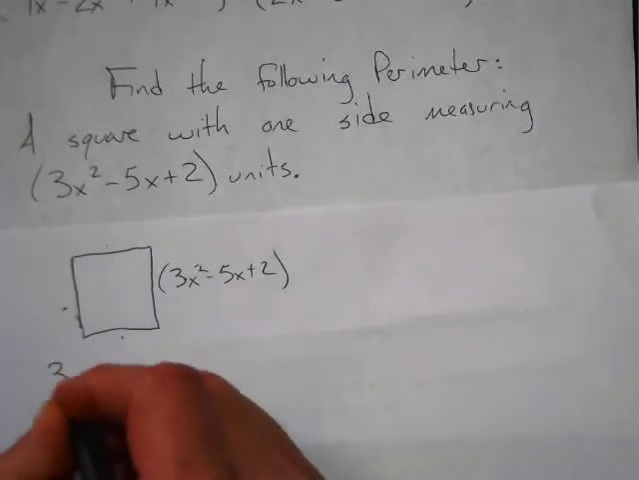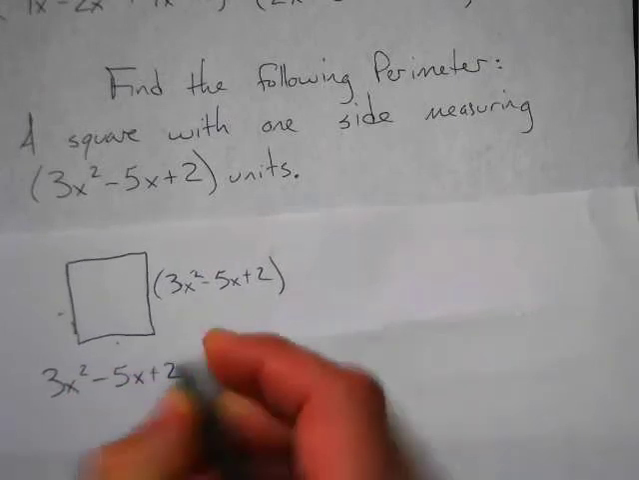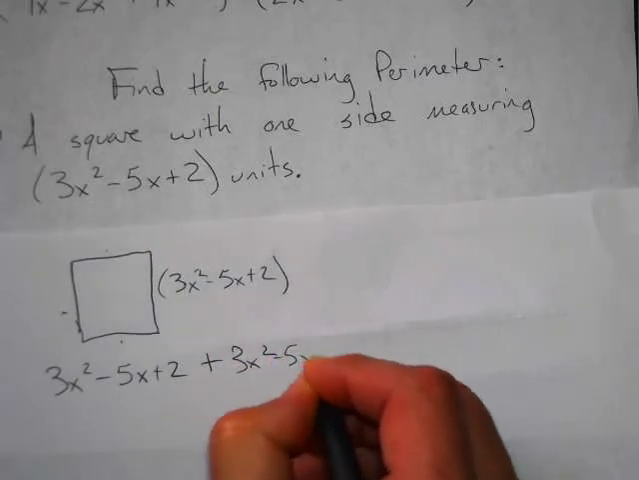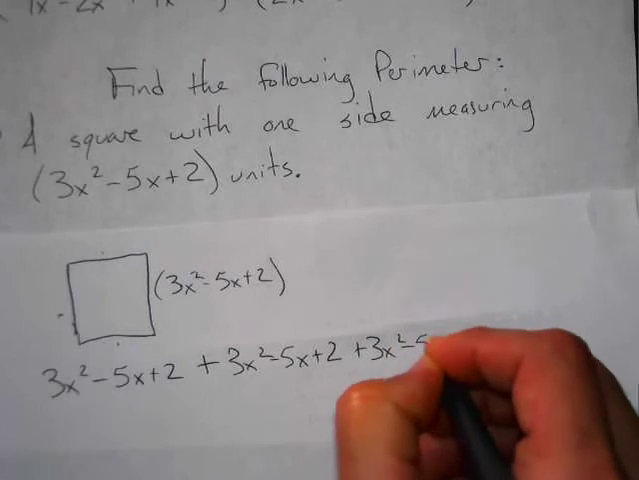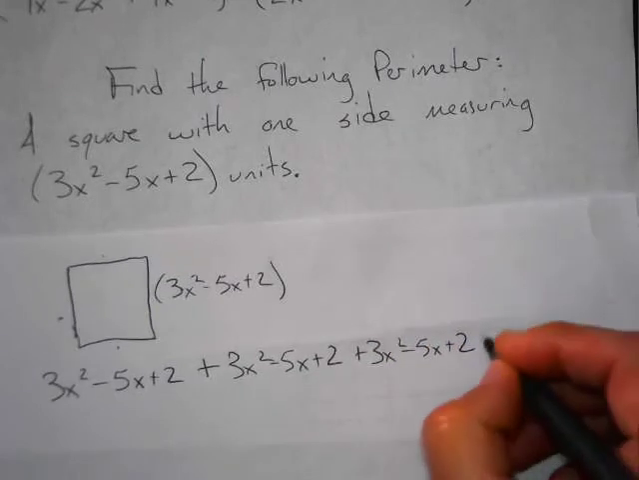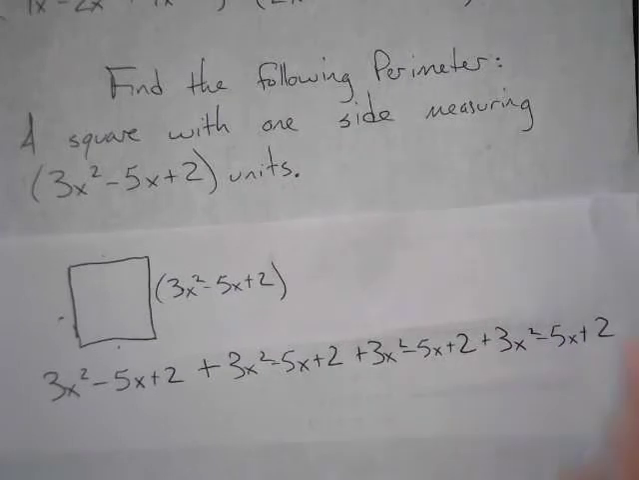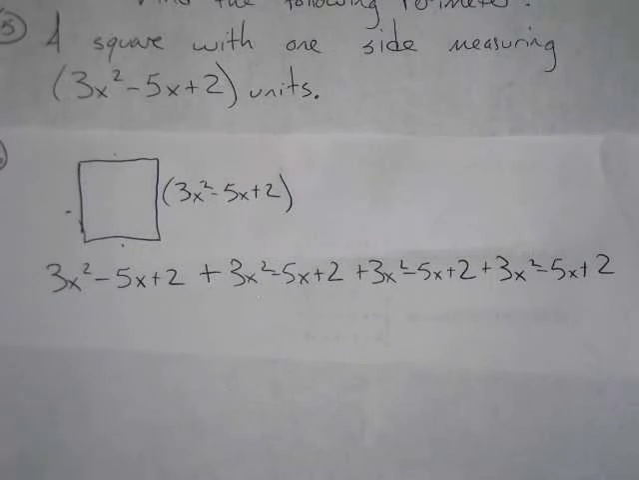So basically, we're just saying 3x squared minus 5x plus 2, plus 3x squared minus 5x plus 2, plus 3x squared minus 5x plus 2, plus 3x squared minus 5x plus 2. All right, so we're adding up all four sides. That's what perimeter is. And if it's a square, they're all the same size.